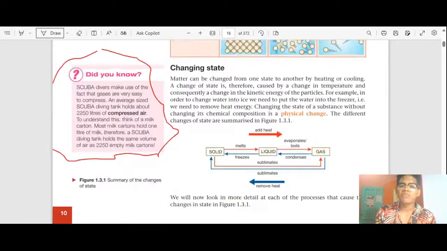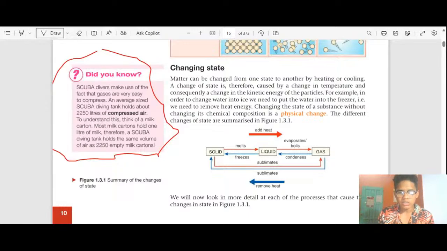So, change in state. Matter can be changed from one state to another state by heating or cooling. A change of state is therefore caused by a change in temperature and consequently a change in the kinetic energy of the particles. For example, in order to change water into ice, we need to put the water into the freezer, i.e., we need to remove heat energy. Changing the state of a substance without changing its chemical composition is a physical change.